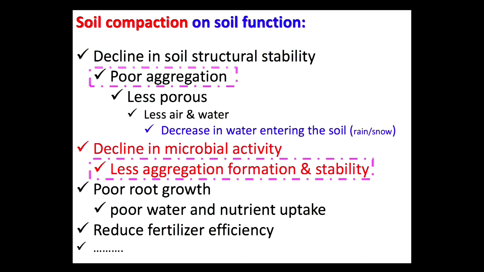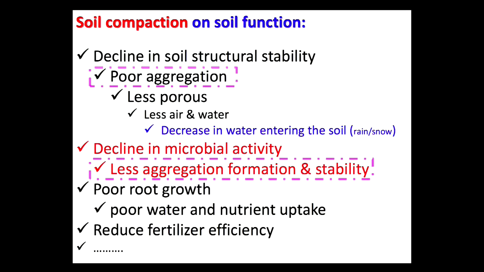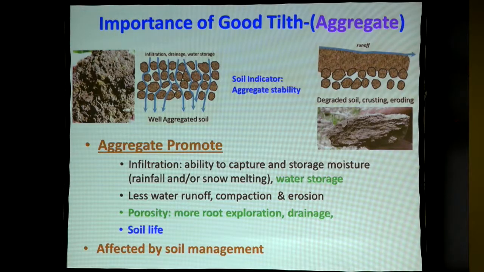So if there is a decline in microbial activity, there's going to be less aggregation. If we have unstable aggregation, we're going to have less microbial activity. It's just like what's first, the chicken or the egg? So that's one of the things that we need to take into consideration here. It's not going to be good root growth, and if we don't have good root growth, the plants are not going to be exploring a deeper profile for nutrients and water.